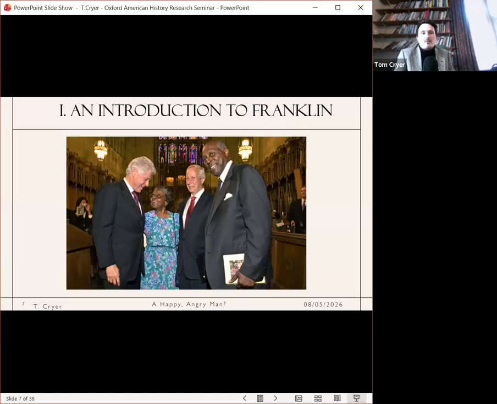Few, however, perhaps would have garnered more attention than former President Bill Clinton, who proclaimed Franklin to be a passionate rationalist, a happy, angry man.